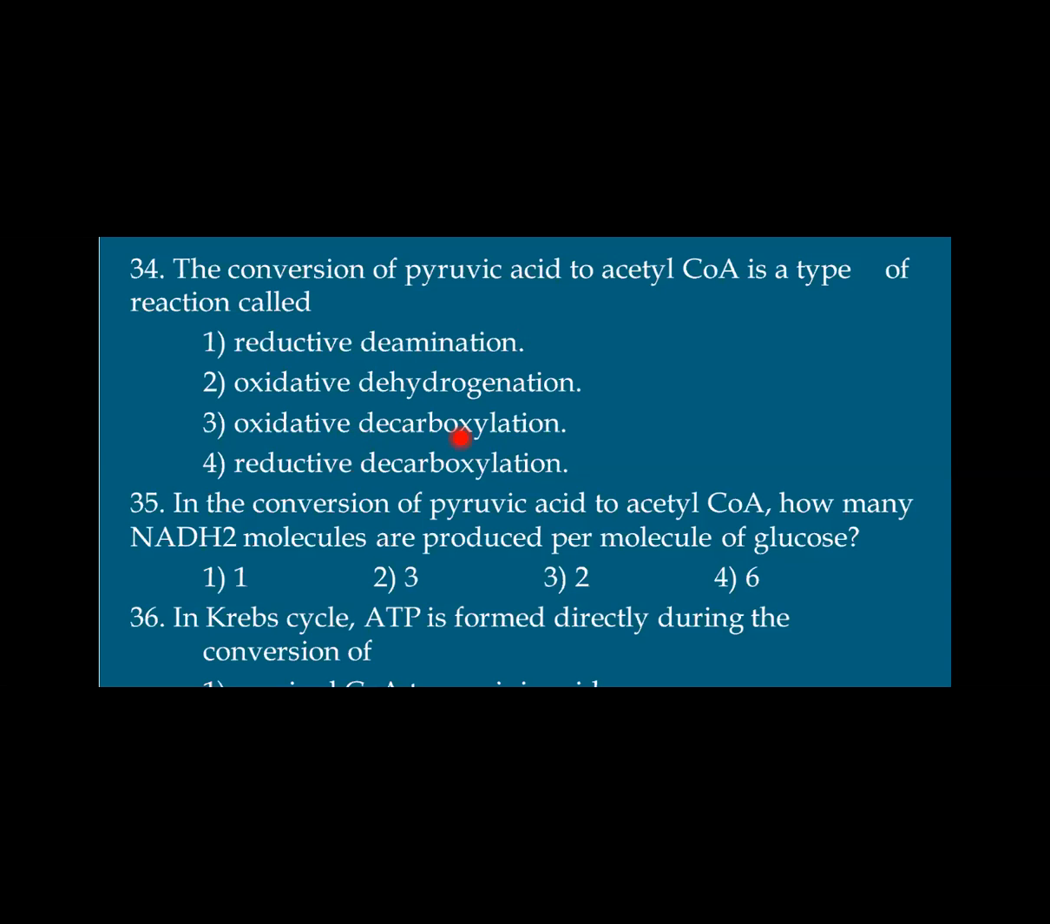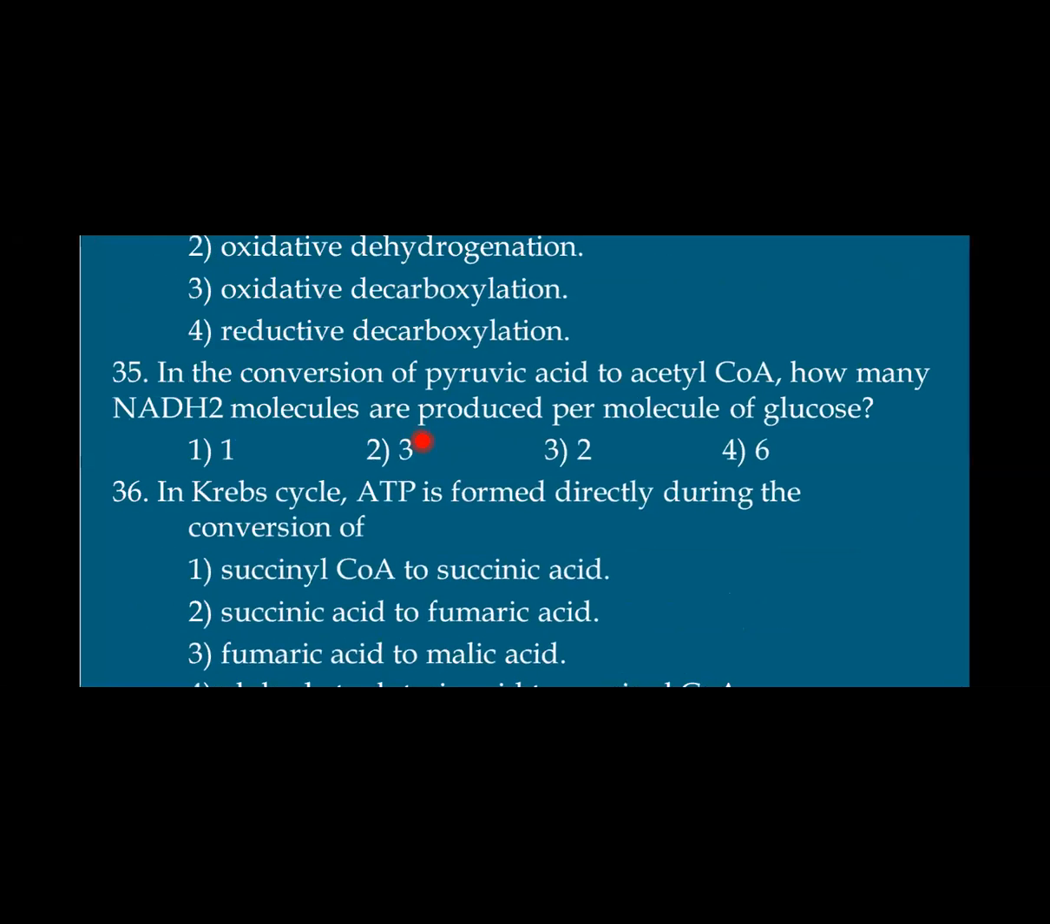Why oxidative decarboxylation? Because pyruvic acid is a 3C compound, acetyl-CoA is a 2C compound, and one molecule of carbon dioxide is lost during this process, and simultaneously pyruvate is oxidized to acetyl-CoA. So two steps are occurring simultaneously. One is oxidation, one more is decarboxylation. Hence the step is oxidative decarboxylation, and you all know that one NADH molecule is produced in this step. So option 3 is the answer here.